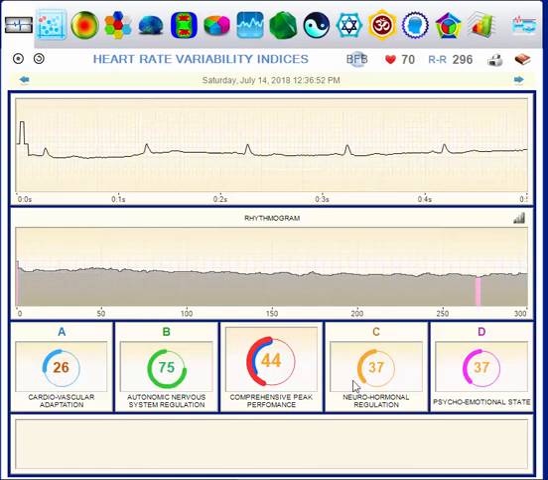Then we're looking at A, B, C, and D, and we see which one is the lowest. A is cardiovascular adaptation. B, autonomic nervous system regulation. C is subcortical neuro-hormonal regulation, and D, some emotional component. So we see this cardiovascular adaptation is running a little bit low, so we will keep attention, since something is going on in this area. Let's move to the next step.